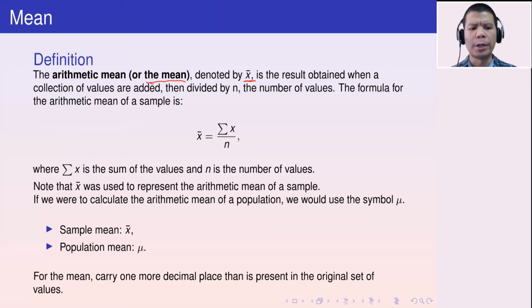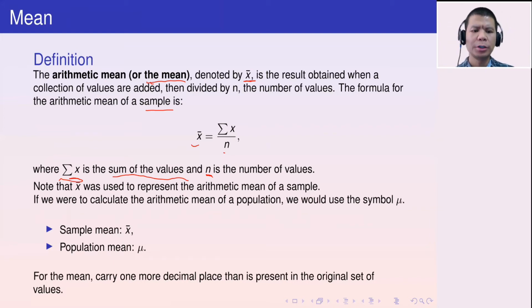The formula is given below. x bar equals sigma x over n, where sigma x is the sum of the values. You take the summation of all the values in the data set, and then you divide that summation by the number of values, lowercase n. So that is the sample mean.